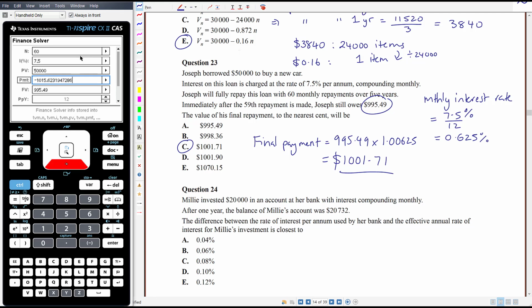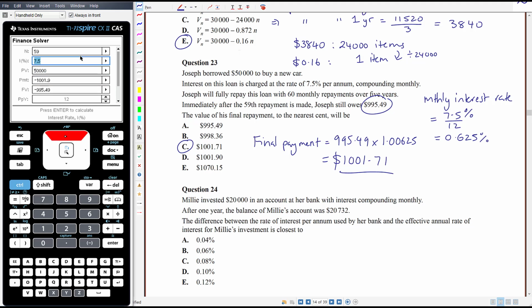I've realised my error. Okay, so the future value, my apologies, won't be positive because we'll still owe that money. So sorry, the future value should be negative $995. Okay, so let's go back. So after 59 payments, the future value is going to be negative 995. Let's work out what the payment is. Okay, so the payment is $1,001.90. So it's pretty close to the final payment. So that would be the payments that you're making every time.